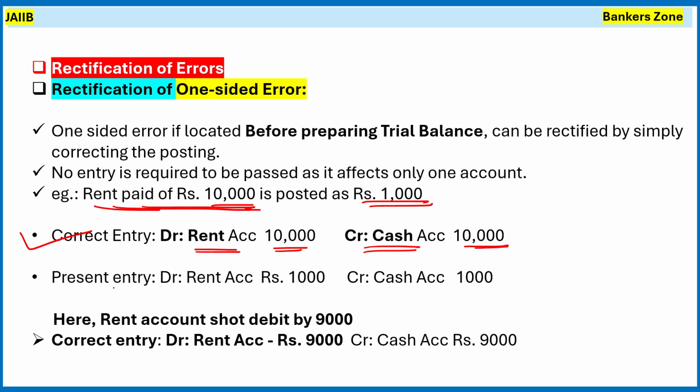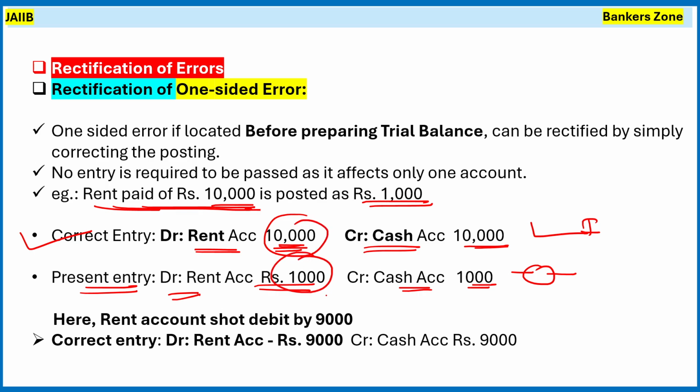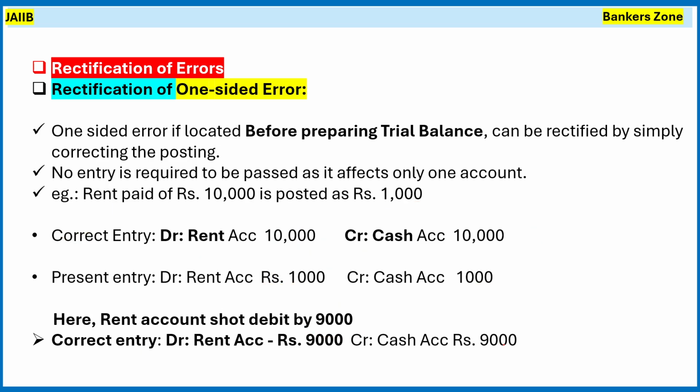Now, what entry have they done? Instead of 10,000, they have debited rent as 1,000 and cash they have entered as 1,000. Okay, this is the entry they have done. This is the correct, ideal entry, but the entered amount is this. Now here we can observe that the rent account is debited short by 9,000, right? So what correct entry can we pass? Rent account will again be debited by 9,000 and the corresponding entry will be cash account credited by 9,000.